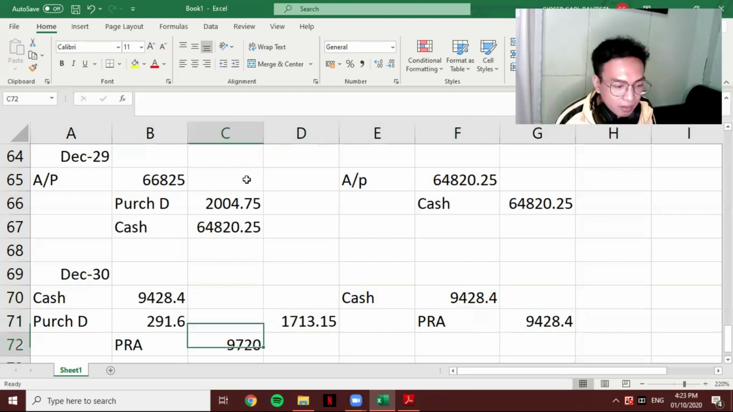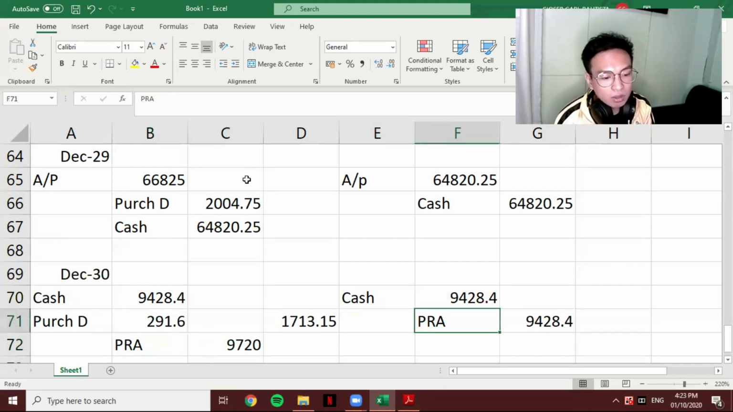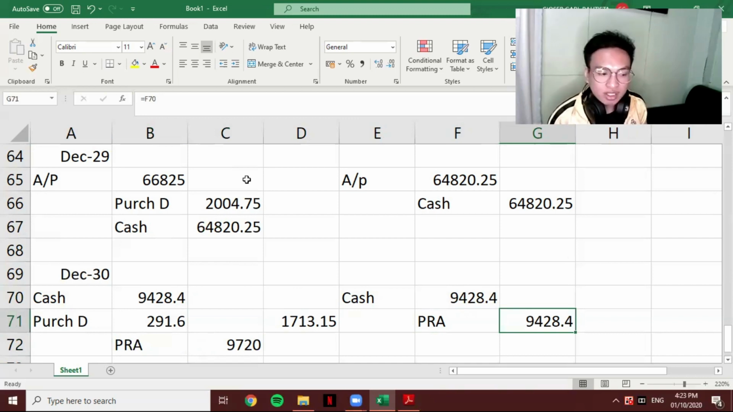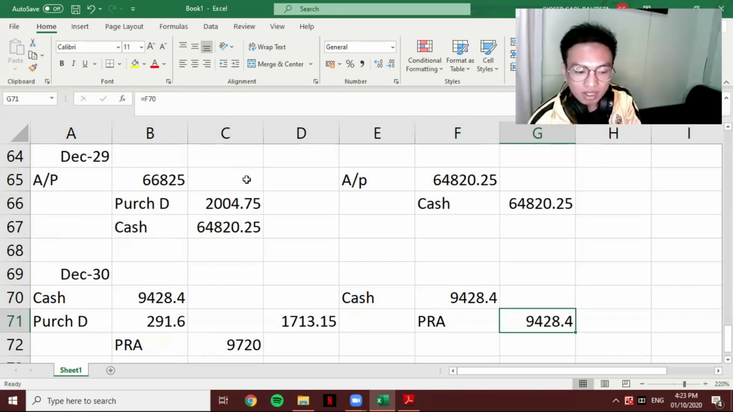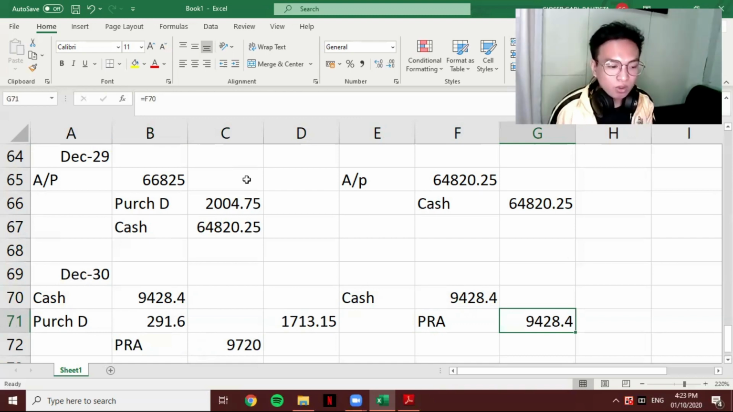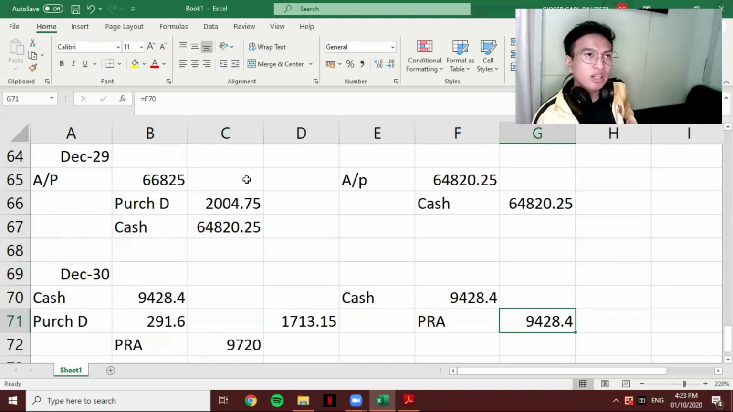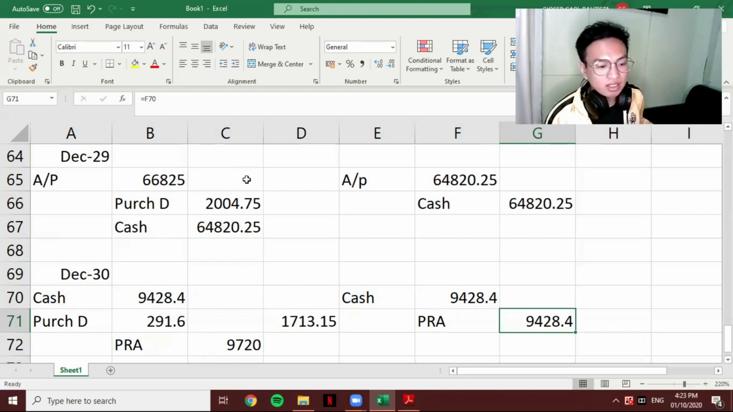Kung makikita natin, purchase returns natin under gross method ay 9,720. While here, our purchase returns ay 9,428 na lang din. Kumbaga, nakahalo na rin doon si purchase discount. Wala dapat siyang discount, net method, whether you like it or not, nakahalo na yan. So, nakahalo na rin nung binalik mo yung 12,000 na list price. Okay? So, nakakalito lang, you just have to practice a lot.